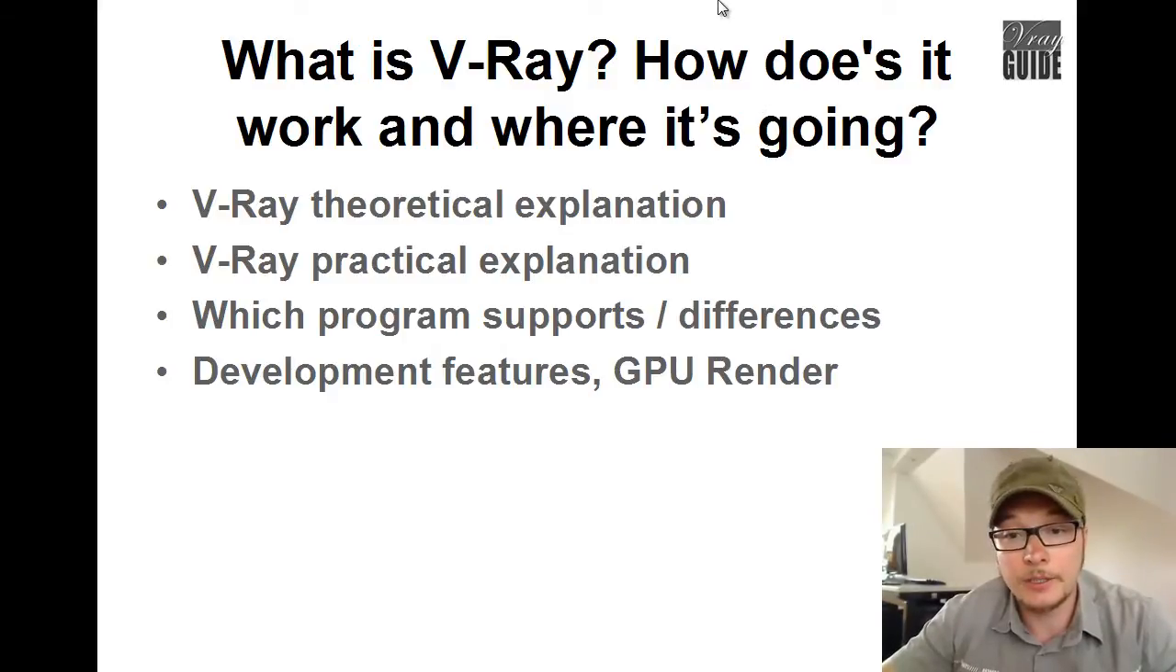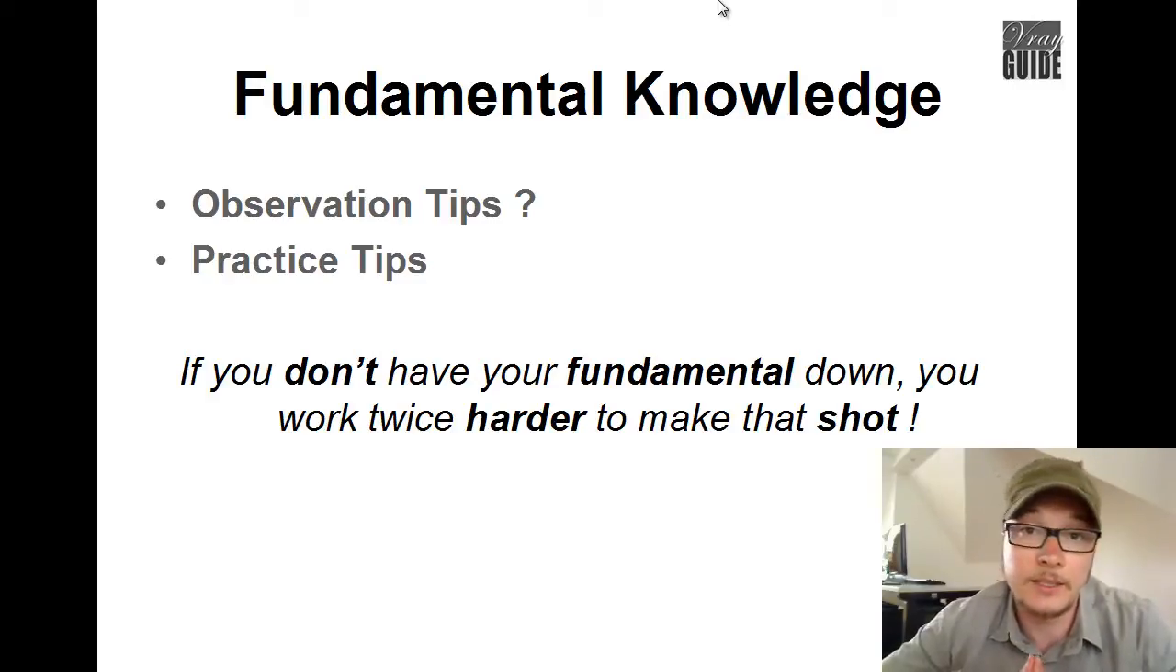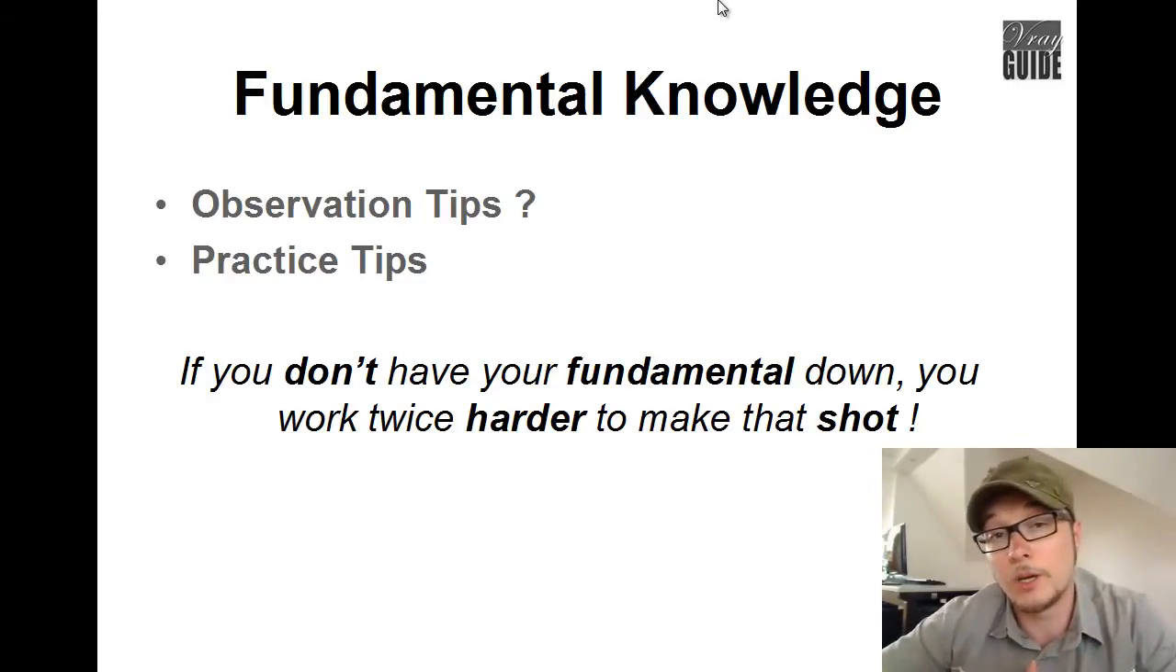The next chapter is fundamental knowledge. It's basically those tips of how to develop your skills. How can you improve your photorealistic eye? How can you observe light? How can you practice light? Something like painting and photographing. But here I'm giving you exactly the tips, exactly the steps that you should make in order to improve your level of production.